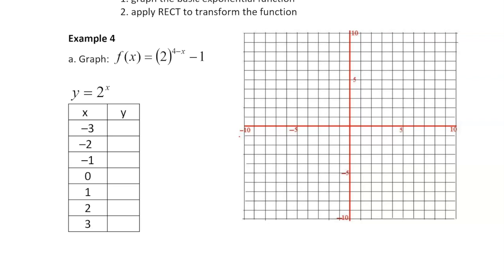So if you look at example 4 right here, it says graph this. Now, do we know how to graph y equals 2 to the x? Absolutely. That's an exponential function. And if you just plug in some values for x, like the ones we have in our table of values here, you would come up with something like this. And if we plotted our basic y equals 2 to the x function, let's see what that would look like.